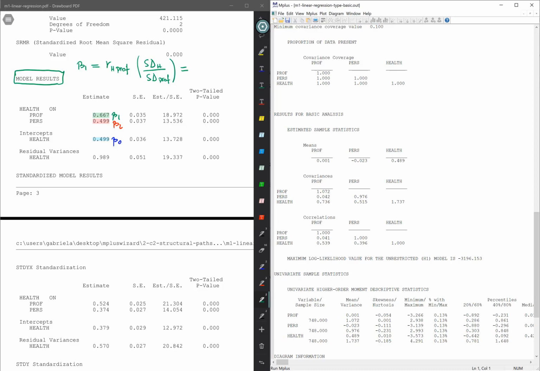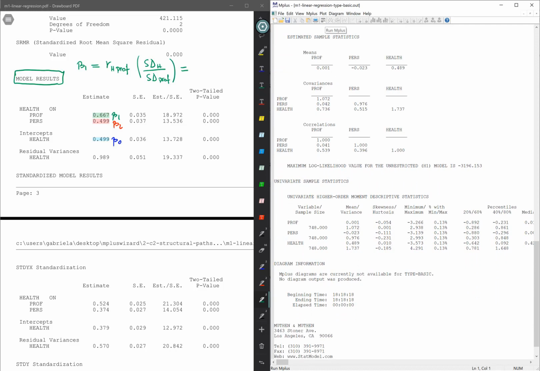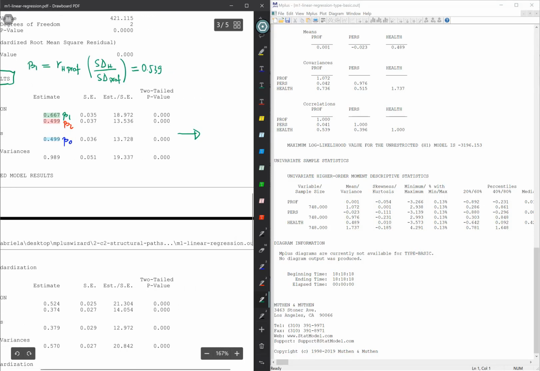So what we have are estimated sample statistics. This includes means, covariances and correlations. And in the univariate sample statistics, we have means and variances. So let's see what we need from here. First of all, we need the correlation between health and professional fulfillment, which you will find in that table over there. So it's 0.539, and we will try to multiply that by the standard deviation.